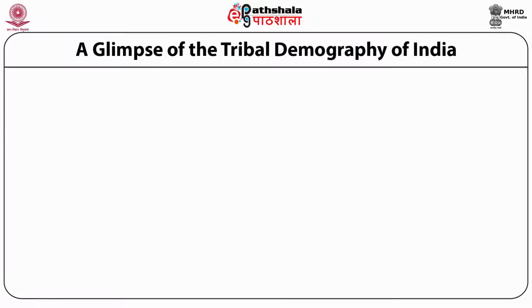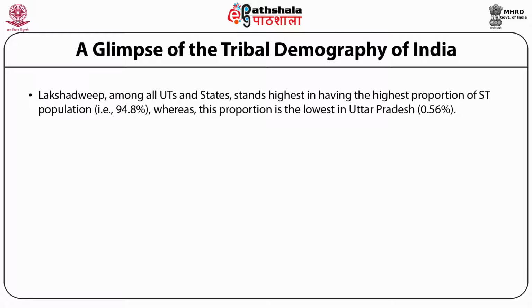In continuation to understanding tribal demography, now let me come to know that Lakshadweep, among all union territories and states, has the highest proportion of scheduled tribes. There are 94.8% scheduled tribes in Lakshadweep, whereas Uttar Pradesh has the lowest proportion of tribes, that is 0.56%.